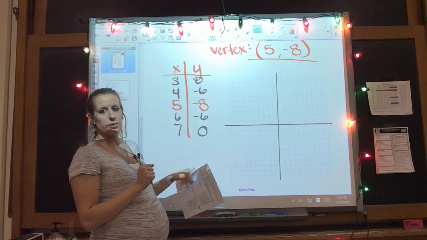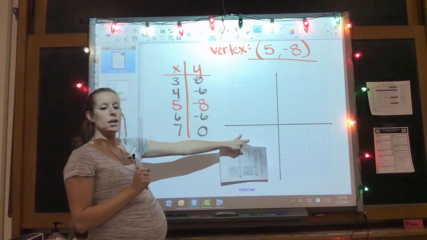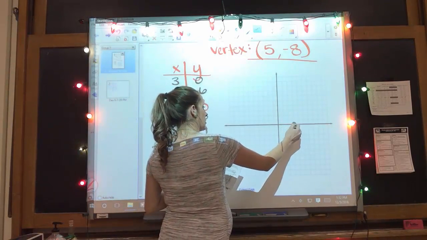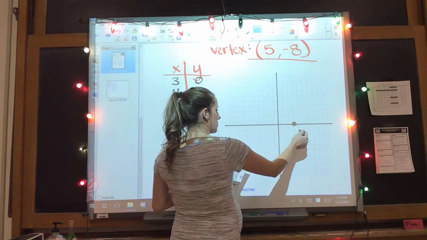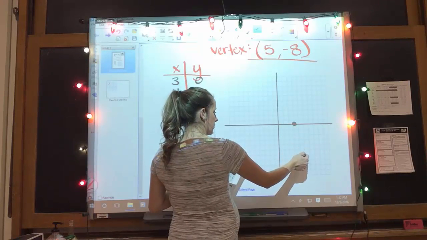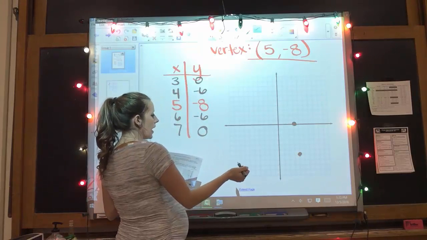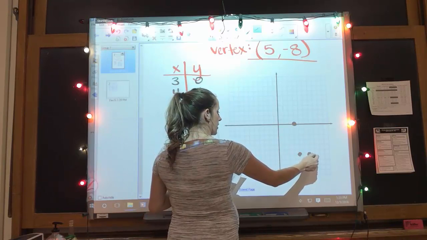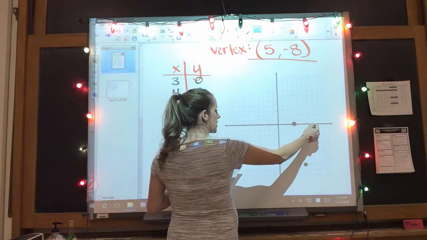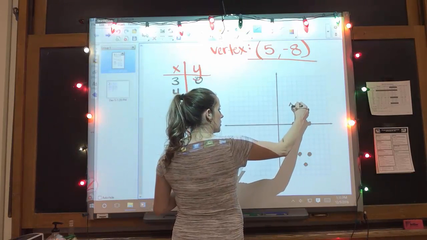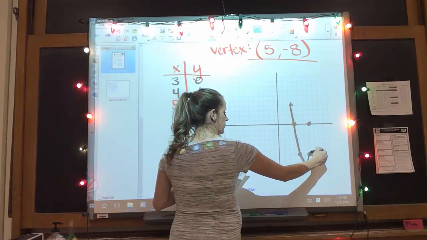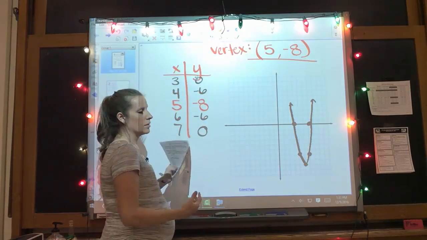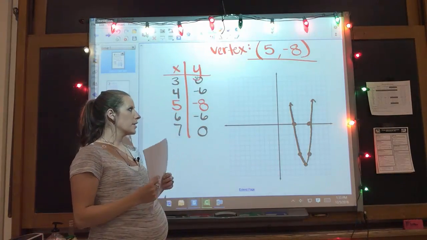Okay. So once you have your table filled in, now we're going to plot our points on our graph. So (3, 0), (4, -6), (5, -8), and then that parabola is going to start coming back up. (6, -6), and (7, 0). Okay, so now you have your parabola.